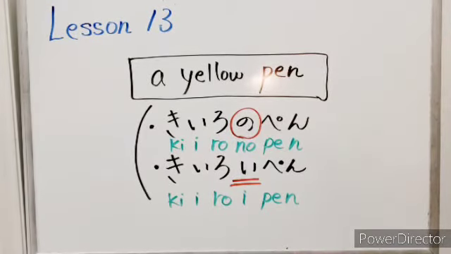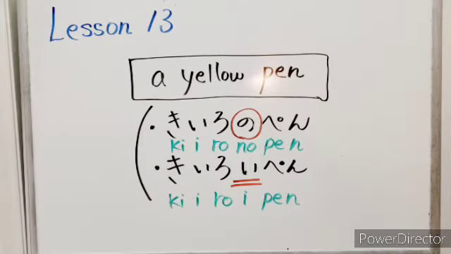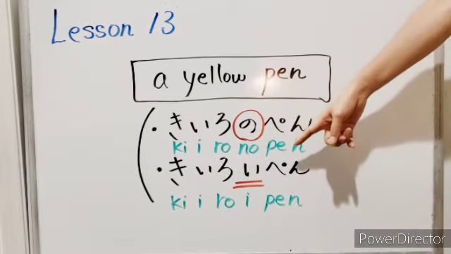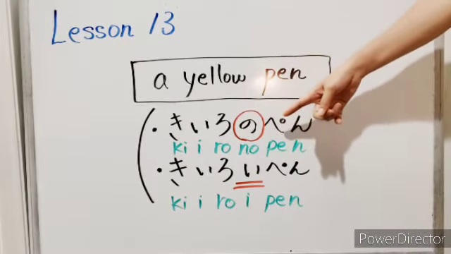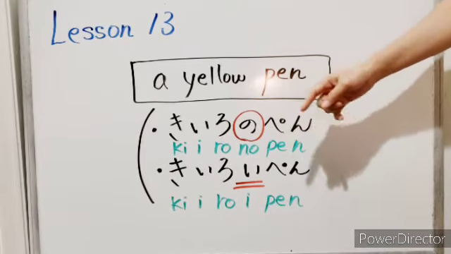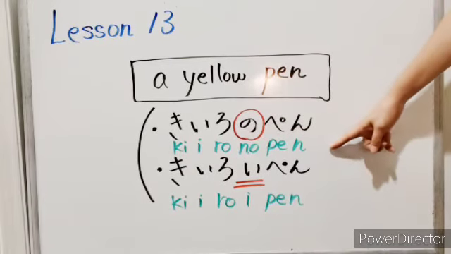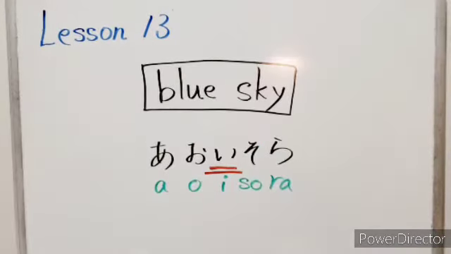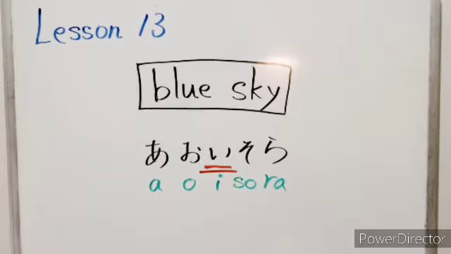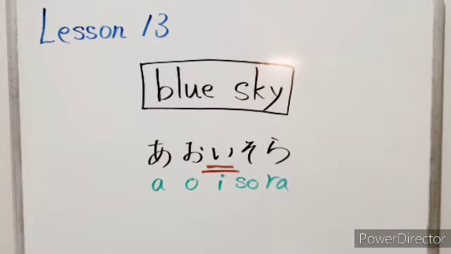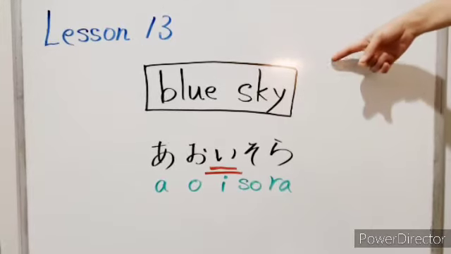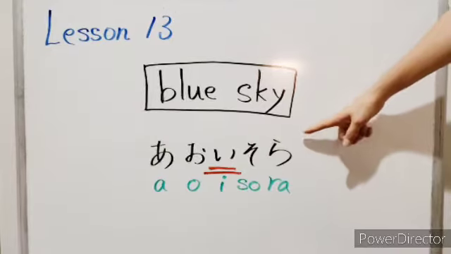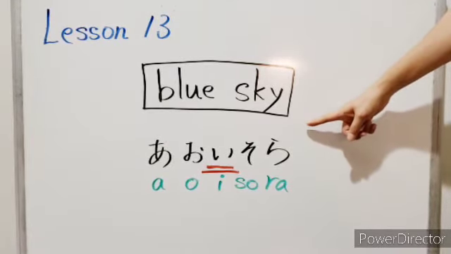In some cases, you have another method to describe the color of an object. You can use い instead of using の. So you can also say 黄色いペン. Let's take a look at another example. How can you say blue sky in Japanese using い? The answer is 青い空.